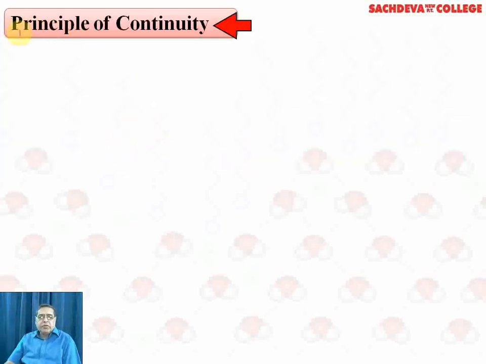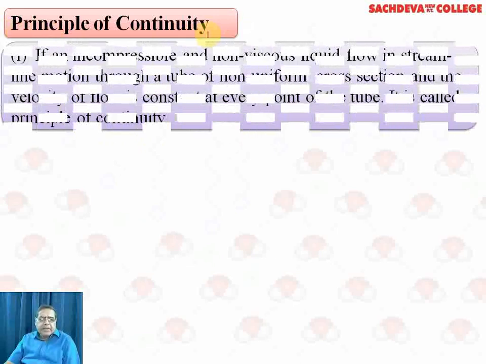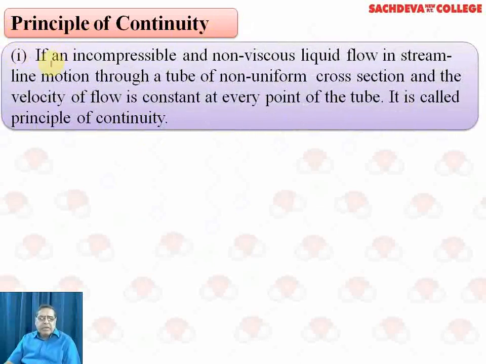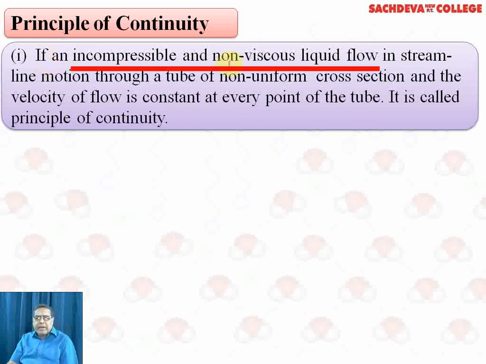Well, so now we continue with the principle of continuity. So what exactly do we mean by the principle of continuity? It will be clear from this context. We consider an incompressible and non-viscous liquid. However, practically it is not possible, because every liquid can be compressed to a certain limit, and non-viscous is not possible, because the property of liquid is to be viscous.